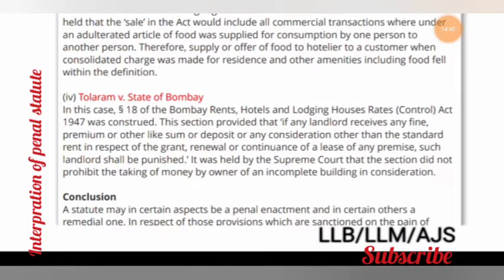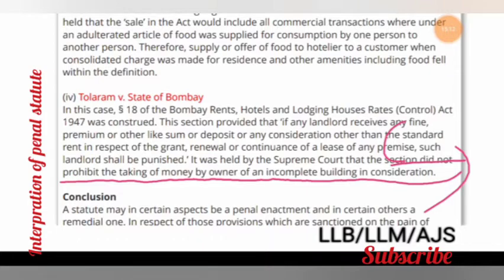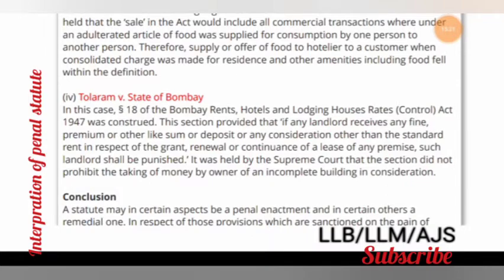This section provides that if any landlord receives any fine, premium or like sum or deposit, for any consideration other than the standard rent, in respect of the grant, renewal or continuance of a lease of the premises, such landlord shall be punished. So it imposes a penalty or punishment. It was held by the Supreme Court that the section does not prohibit the taking of money by the owner of an incomplete building in consideration, because the building was incomplete. So this is an exception or exemption.